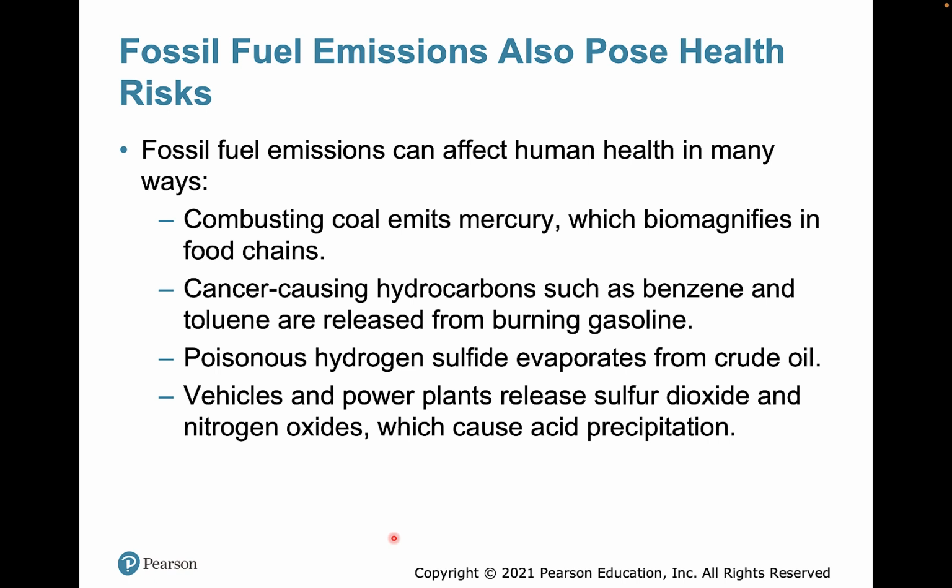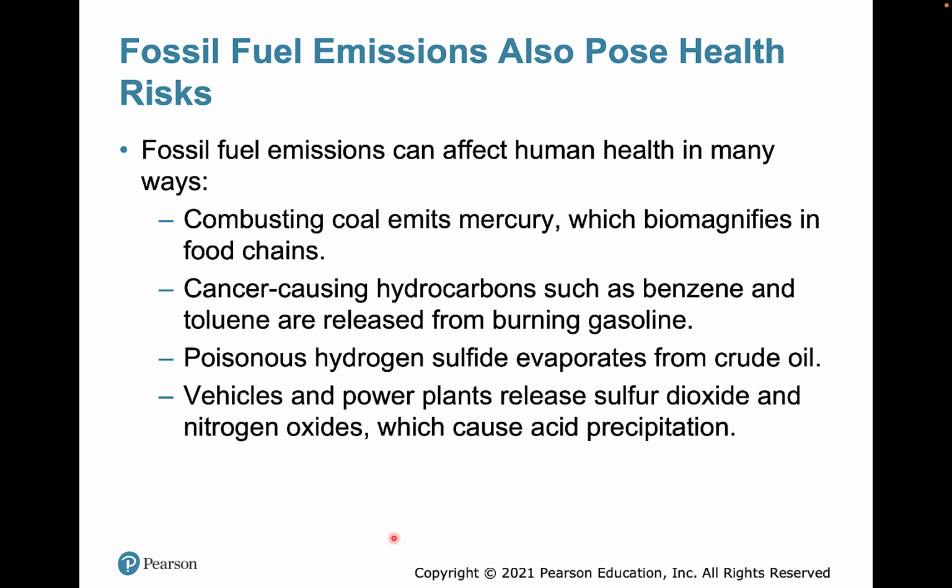That mercury can go up, can vaporize into the atmosphere and fall into the water or onto the land, which will biomagnify in food chains and then biomagnify in us, okay, if we eat those organisms. Benzene and toluene are known carcinogenic hydrocarbons that are released as the result of burning gasoline. Hydrogen sulfide evaporates from crude oil in that refining process.